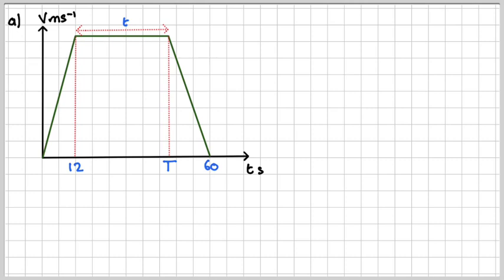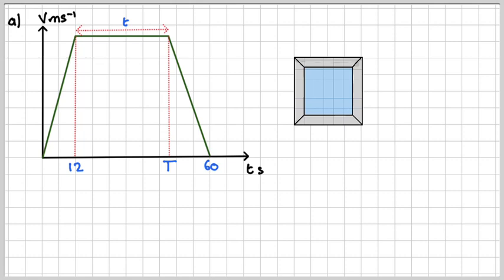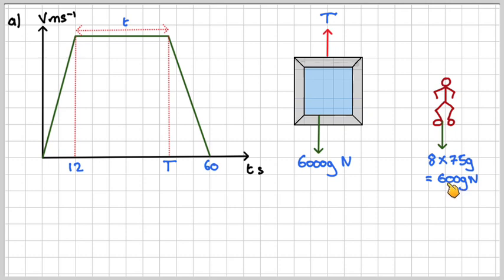Okay, drawing diagrams is very, very important in mechanics. So there's my lift. I've got the tension going upwards, and the mass times gravity force going downwards. And then I've got the passengers, which I'm just going to represent by 1. There's 8 times 75, so their total mass is 600 kilograms, and therefore their force will be 600 G. Them standing on the lift will make a reaction upwards, and therefore that reaction will also be downwards on the lift.